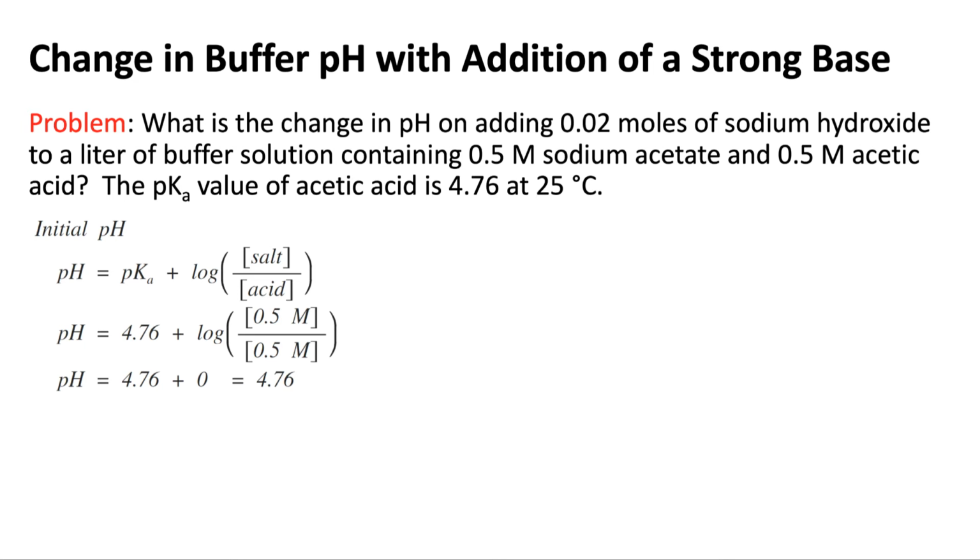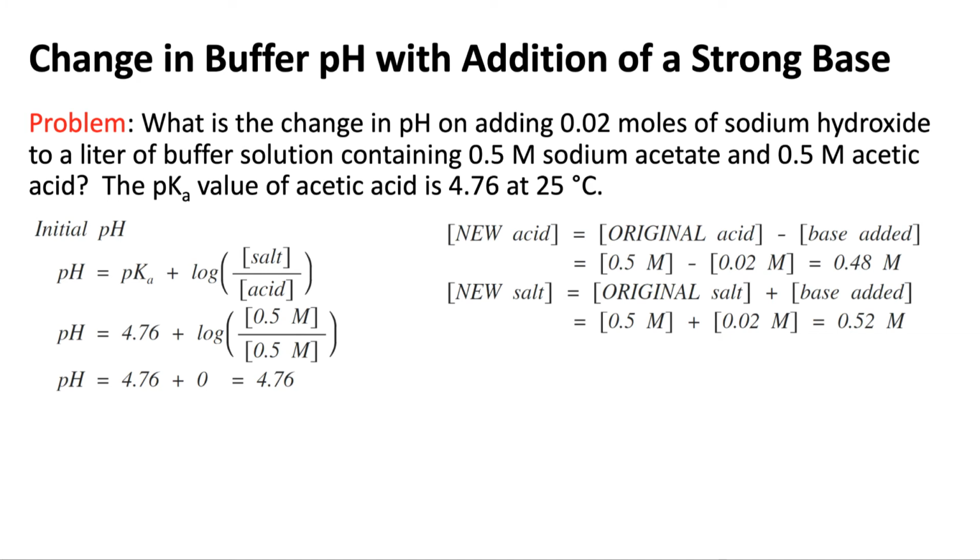Okay? Now, the next step is to figure out what happens to the concentration of our salt and our acid after we add the base. We're going to calculate and call those again the new acid concentration and the new salt concentration. We said that the new acid concentration is going to be equal to the original acid concentration minus the concentration of the base added. The only thing I'll warn you about for all of this is our units have to be the same. So we should express everything in molar concentration, so our units are the same.